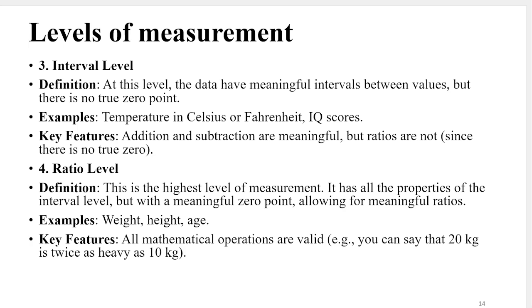Final summary. So in the summary, nominal: categories only; ordinal: ordered categories; interval: equal intervals but not true 0; ratio: equal intervals with true 0. So understanding these levels is very important because it helps us choose the correct statistical tests and ensures accurate interpretation of research data in health sciences.